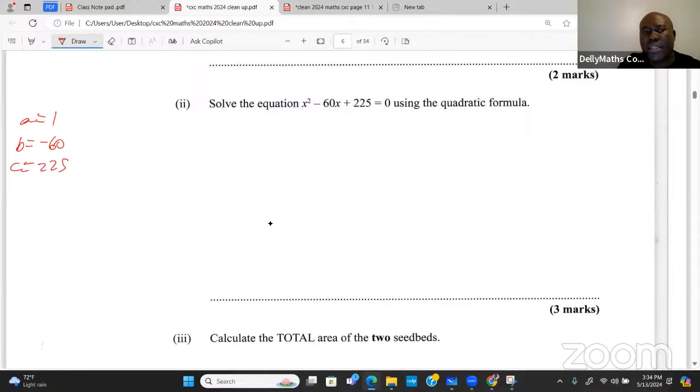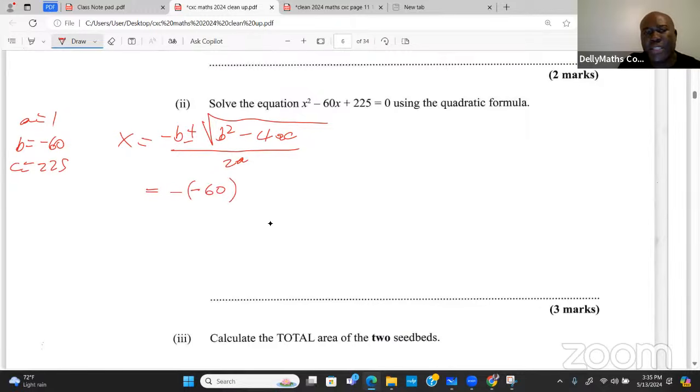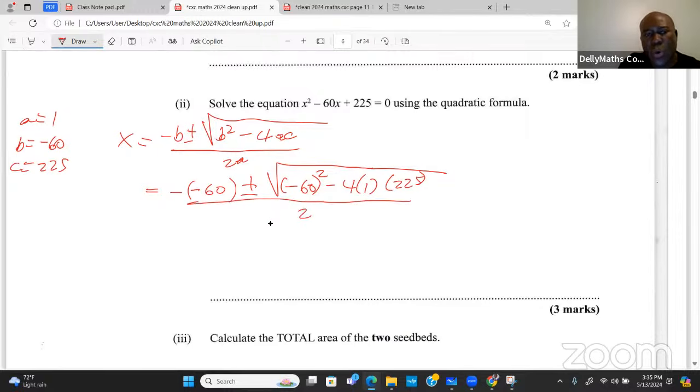We're going to set up our quadratic formula where x is equal to minus b plus or minus the square root of b squared minus 4ac, all of that over 2 times a. So let's go for it. Minus b, and b is negative 60, so we have a minus there, plus or minus the square root of negative 60 squared minus 4 times a times c, and all of this over 2 times a, where a is 1.